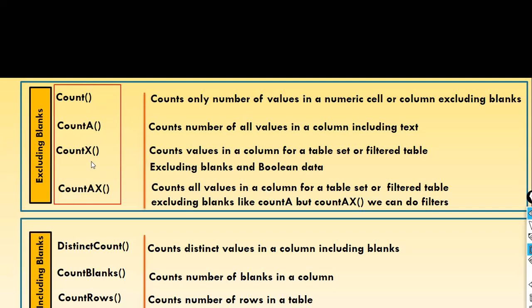It works with all the data except the Boolean data type, and also it excludes the blanks. Then why do we need the count and countx functions? If the countx function is somewhat similar to this, then why do we need countx? If you notice, this function ends with x. Any function that ends with x in DAX is called an iterative function.